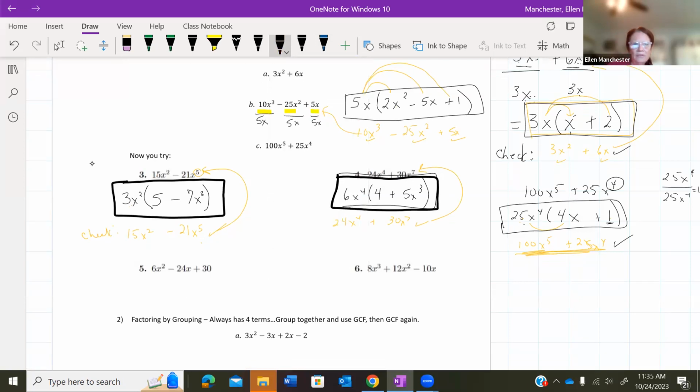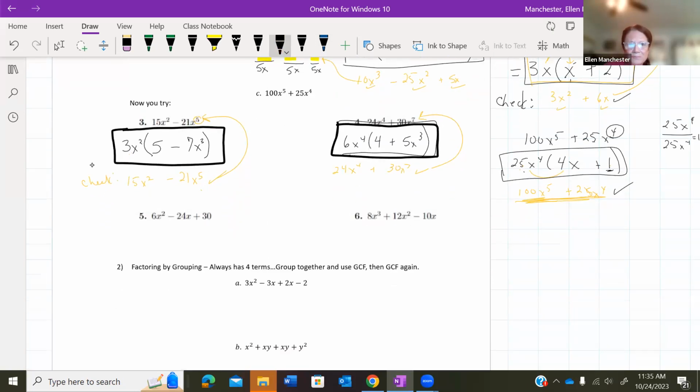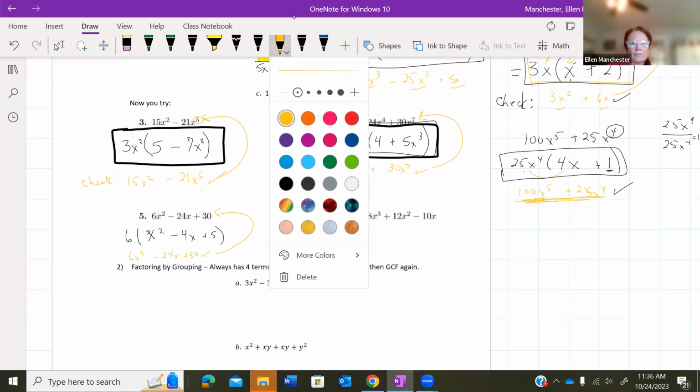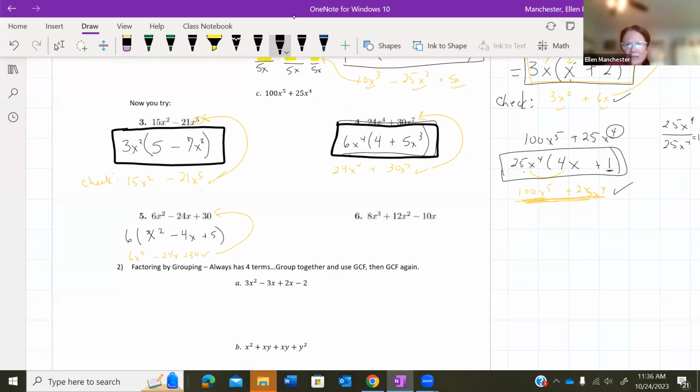Okay, and then the last 2. And if you have questions, stop me. I'm assuming since we're moving on that you guys got this. So we have, when I divide 6 out, I have x squared left. When I divide 6 out, I get 4x. And when I divide 6 out, I get 5. And then to check it, 6x squared minus 24x plus 30. I'm good to go. So while I'm finishing this, any questions on these? You feel pretty good about it?